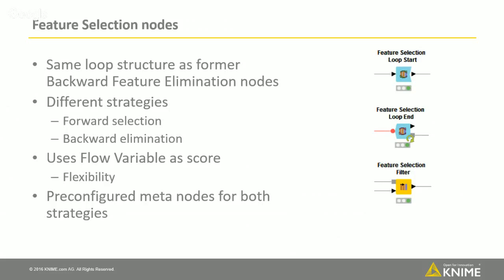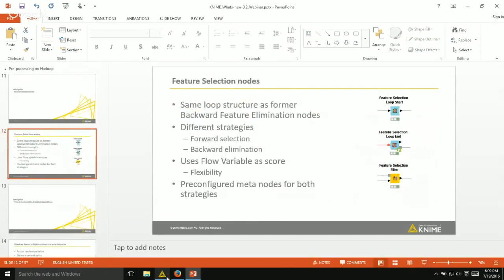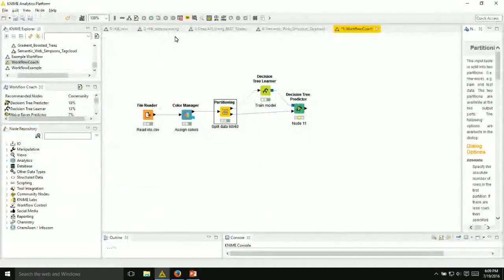Now it is also possible to use flow variables as score, which gives you more flexibility as opposed to the old nodes. Alongside with the nodes you can see here on the side, there are 2 new meta nodes, one for each of the strategies that are listed here. So now I will show you a KNIME workflow about the feature selection.